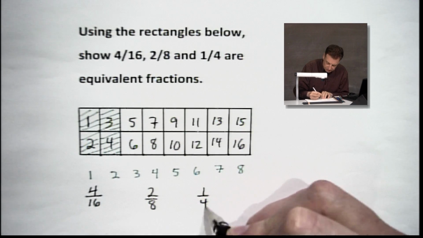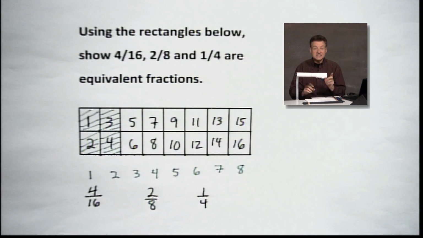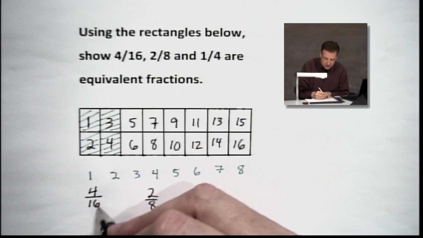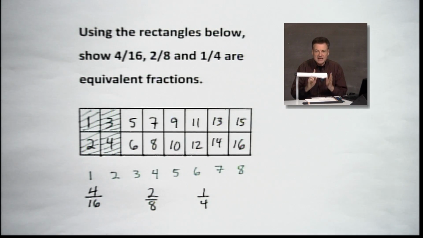Now, I'm going to tell you, the whole idea is how we shaded those. They're the exact same blocks for all three of these fractions. Now they look a little bit different, but they make the same quantity. We said, well, Ernie, if we didn't have all those blocks and the rectangles, how would we know? Well, first of all, we would notice that 4 and 16 are both even numbers.